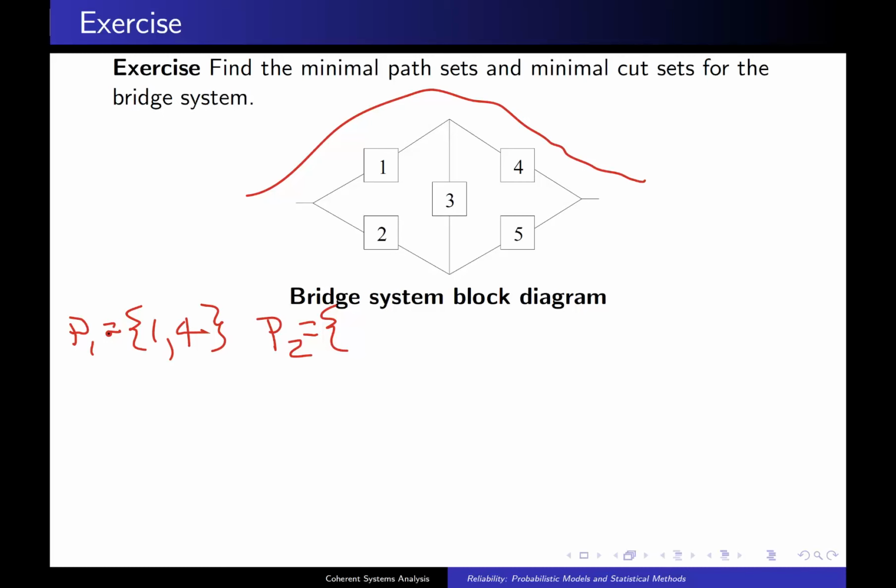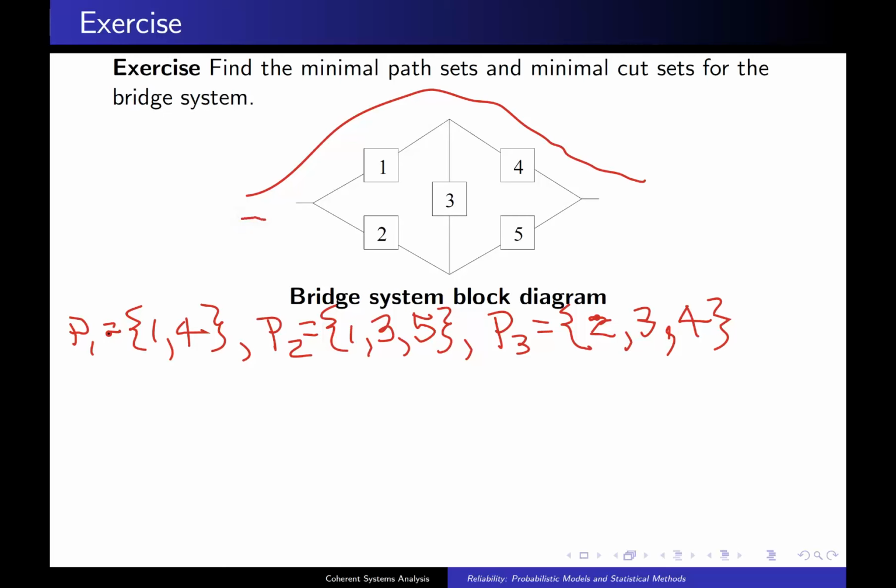is, and I won't draw this on here because this will get too cluttered, but if you start on the left and you go through component 1 and then through component 3 and then through component 5, that is also a minimal path set. But there are other path sets. For example, if you start on the left and you go through component 2 and then through component 3 and finally component 4, that is also a minimal path set.